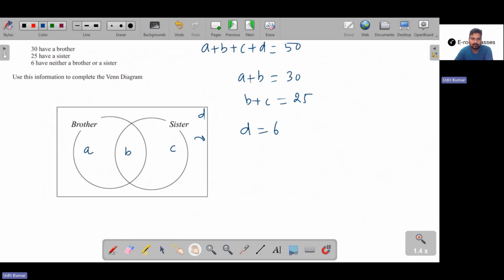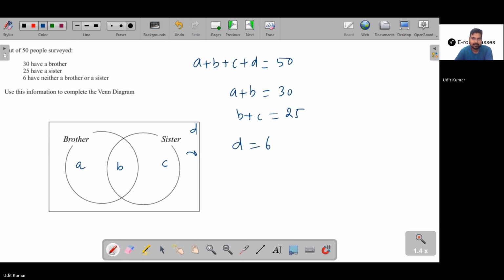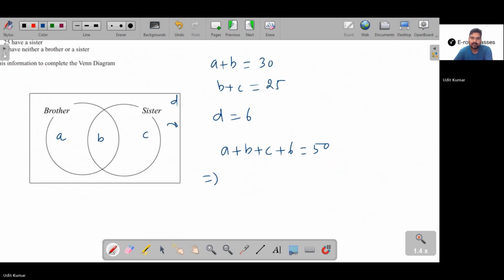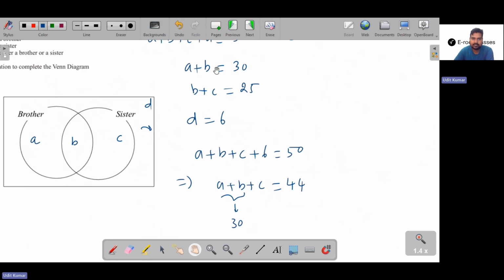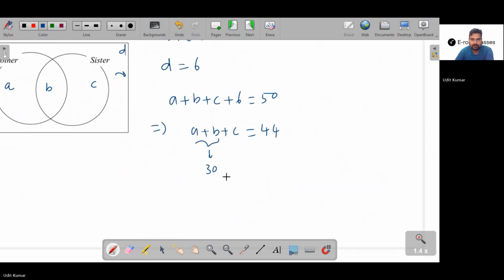Now we have to solve this question. What we will do is, okay, so if D is 6, we can say that A plus B plus C plus 6 equals 50 from equation 1, right? So A plus B plus C will be 44, right? And we know that A plus B is 30, right? This is 30 from this equation, right? A plus B is 30. So it implies that C must be 44 minus 30, which is 14, right?